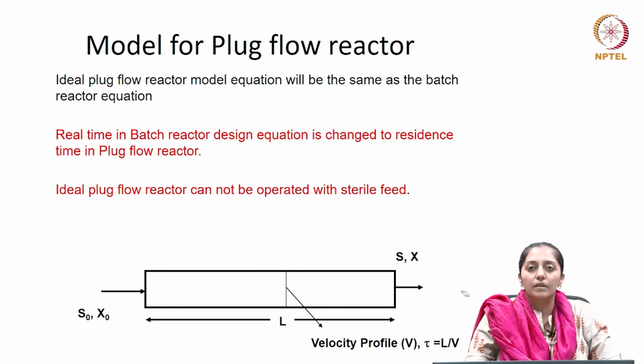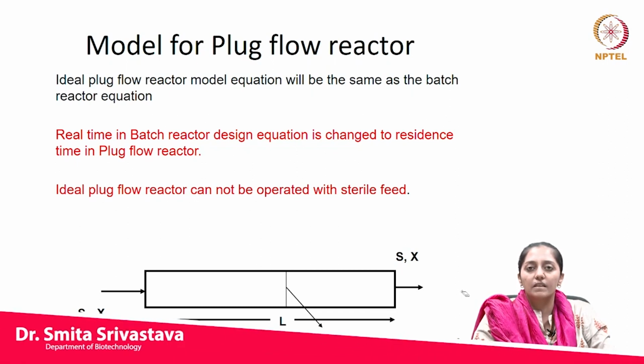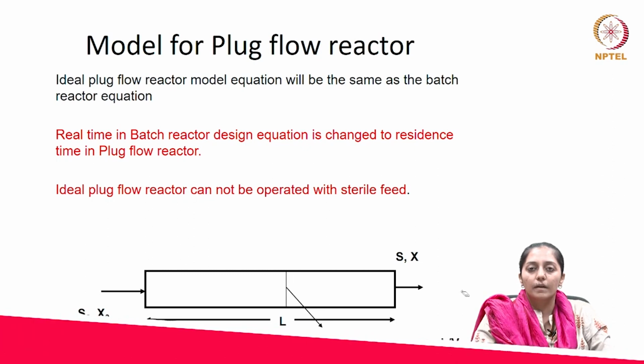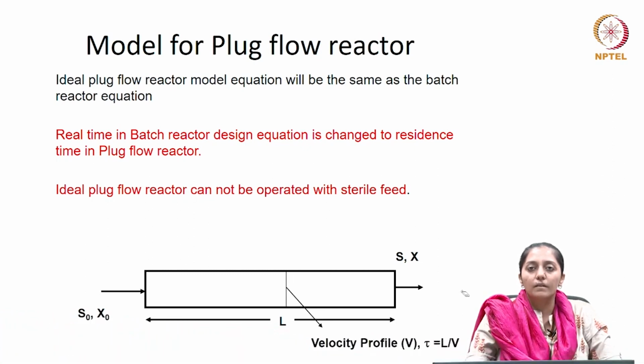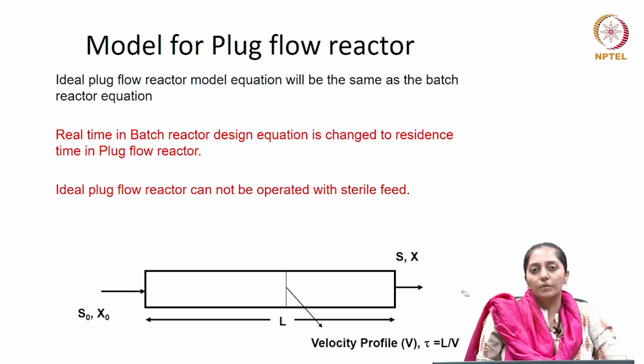Welcome back, students. In the last class we were discussing design of continuous bioreactors, so we'll continue the same topic. Let's begin with the model for the plug flow reactor, whose kinetics is like a batch reactor, but the flow is continuous, which means that the substrate is continuously being fed in, and as it moves through the tubular reactor, the substrate gets converted to product.